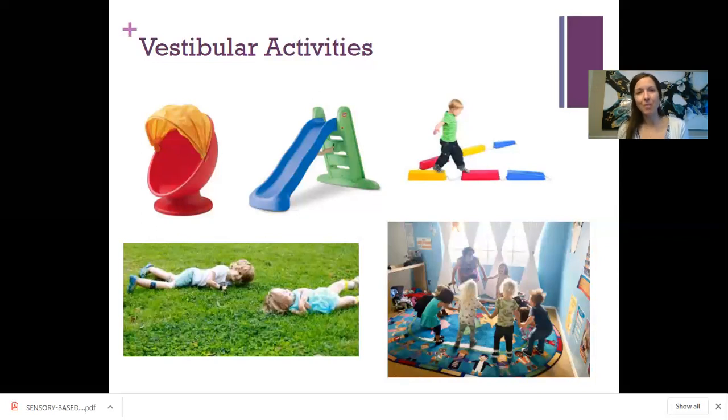Slides are a great vestibular activity. Bubble steps or balance beams. And at home, you can use things like pillows, right? If you don't have some of these materials, any unstable surface that a kiddo is walking on or sitting on is going to activate that vestibular system. Kids on the bottom left are rolling down a hill, great vestibular. And on the bottom right, that's a little preschool classroom, and they're playing Ring Around the Rosie.